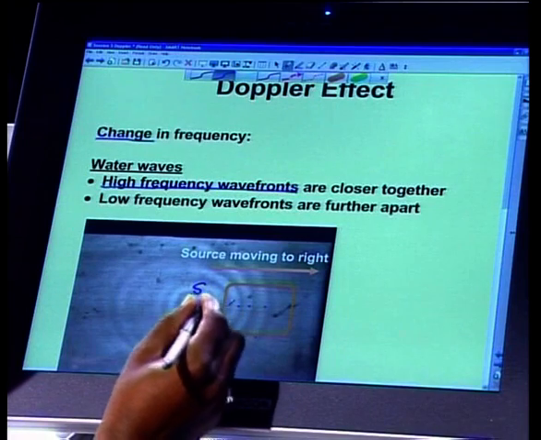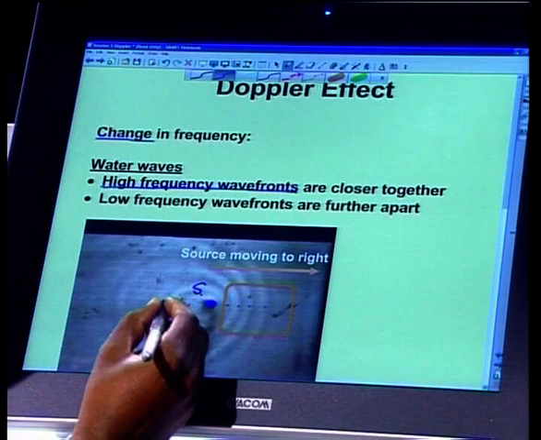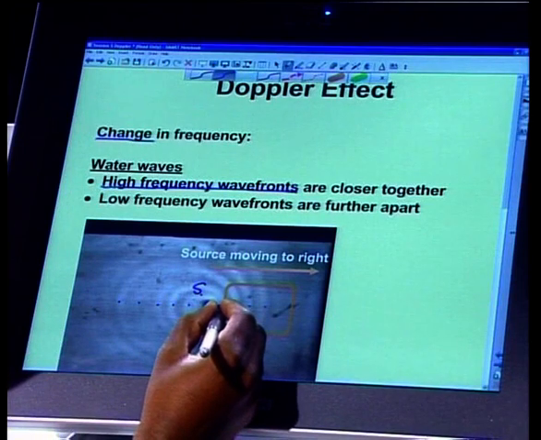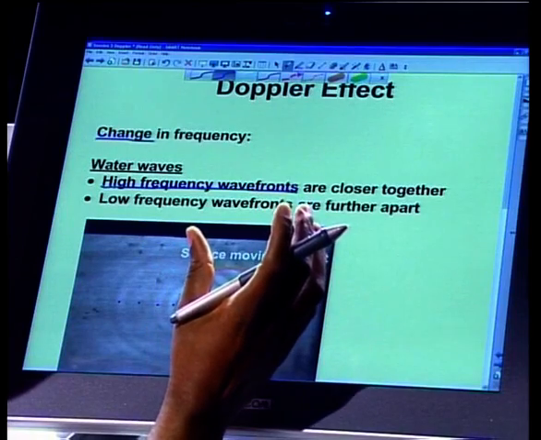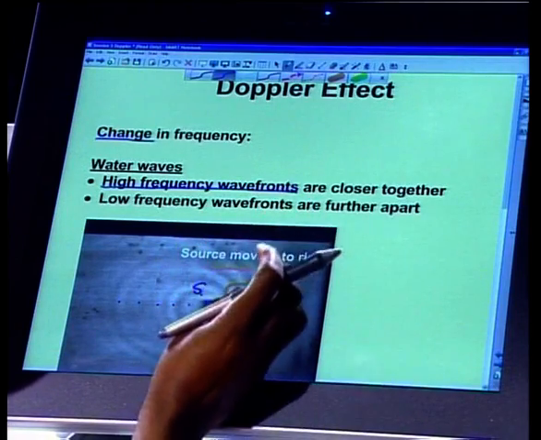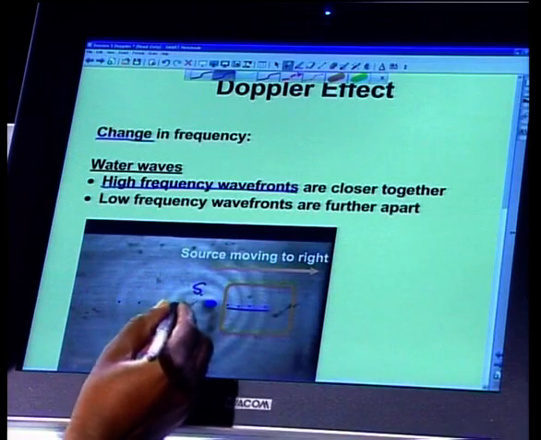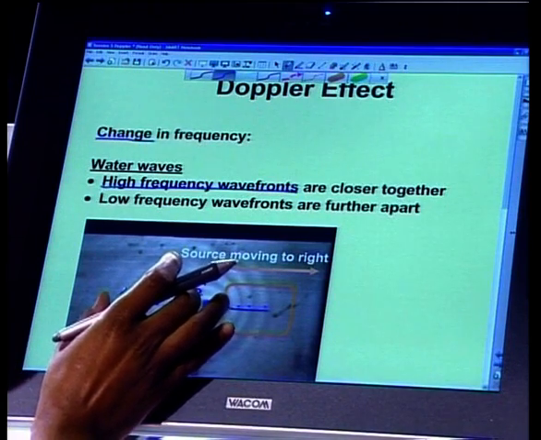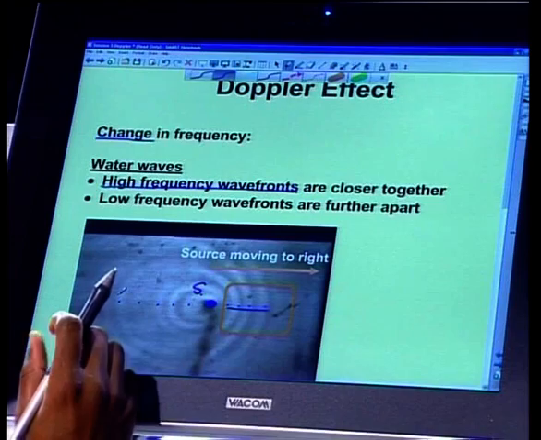Okay? You will see that these wave fronts here, compared to the wave fronts behind the source, on this side are bunching up. They are getting closer and closer to each other as the source moves to the right. And on this side here, we see that the wave fronts are actually moving further and further away from each other.